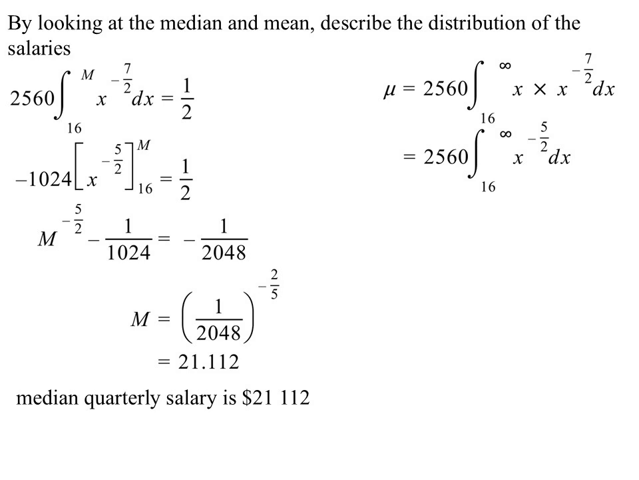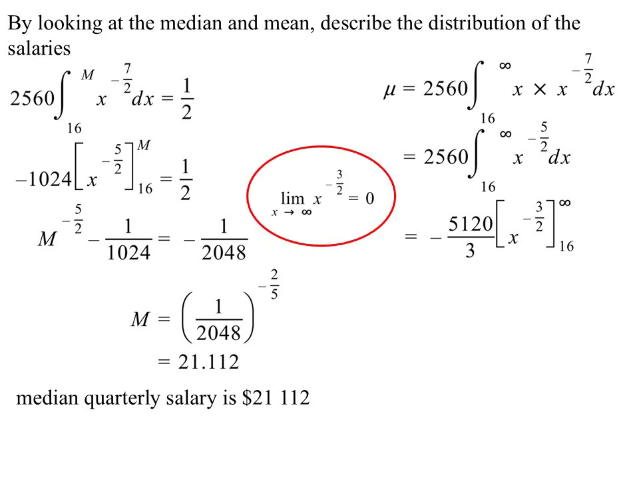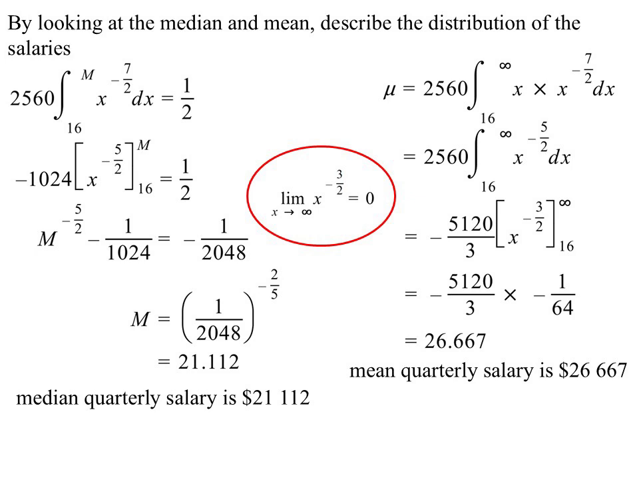But now to find the mean, we'll integrate x times x to the minus 7 on 2, and we'll go from 16 to, well, infinity. But remember, we're not actually substituting infinity in, we're saying what's the limit as x approaches infinity. X to the power of a negative power coming down, that's going to approach 0. 26.667, in other words, $26,667.